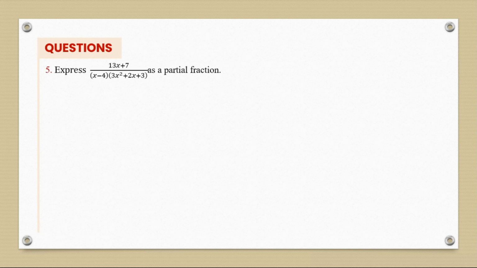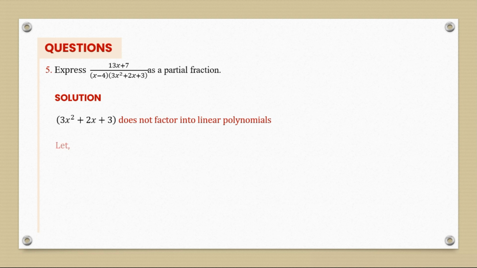Alright, so question number 5, we're being told 13x plus 7 over x minus 4 times 3x squared plus 2x plus 3. We're being told to express this as a partial fraction. So now let's consider this. We can say that 3x squared plus 2x plus 3 does not factor into linear polynomials, so that one is clearly irreducible.